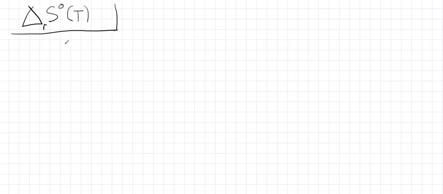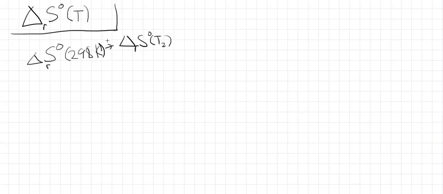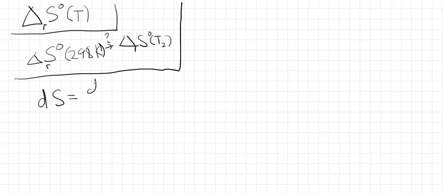So in other words, what if we have the standard delta S of reaction at 298 Kelvin? How do we go to delta S at some new temperature? How do we do that? Okay. Well, we can do this just by going back to fundamentals. We know that dS is equal to dq over T as long as we construct a reversible path.